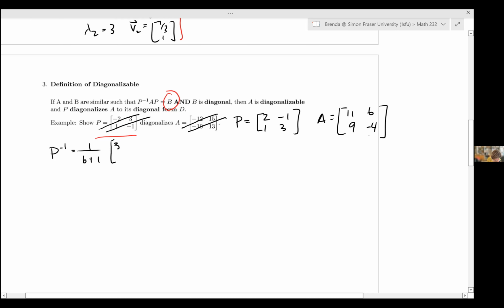Okay, let's try that. 11, 6, 9, minus 4. Okay, so I'm going to take the inverse of this matrix right here. There, that's better. Okay, and that comes out to this here.